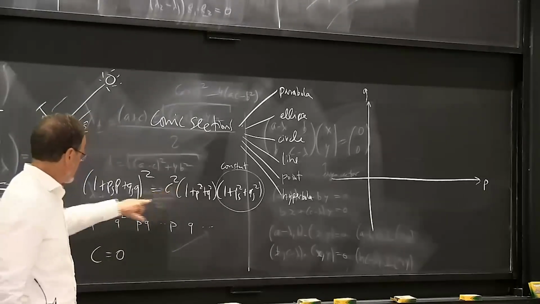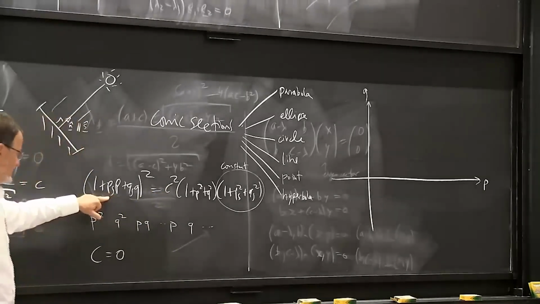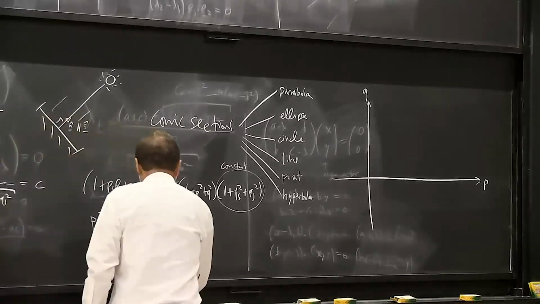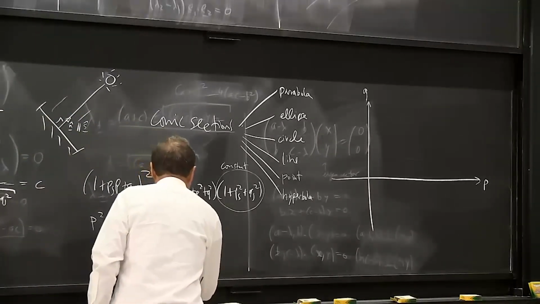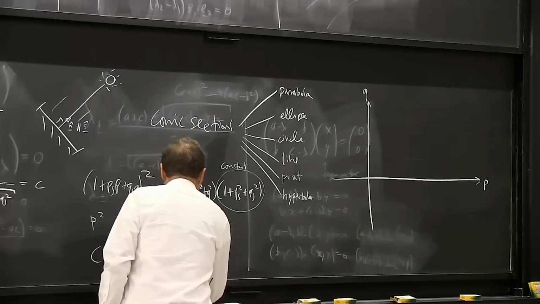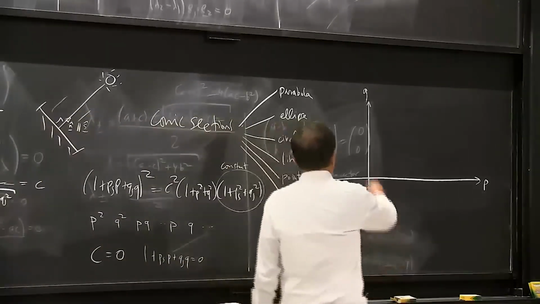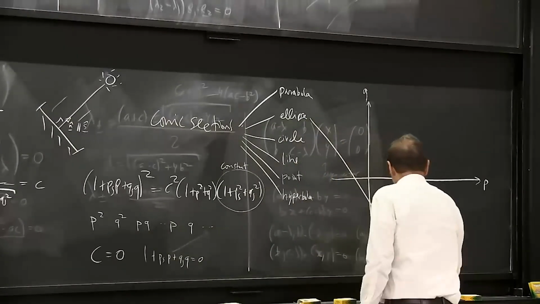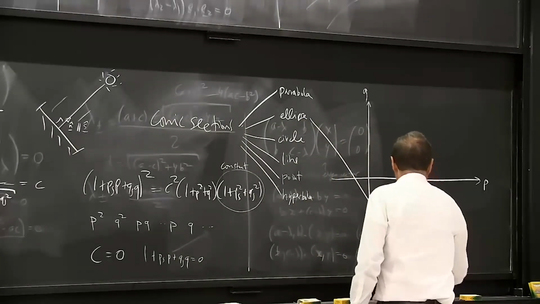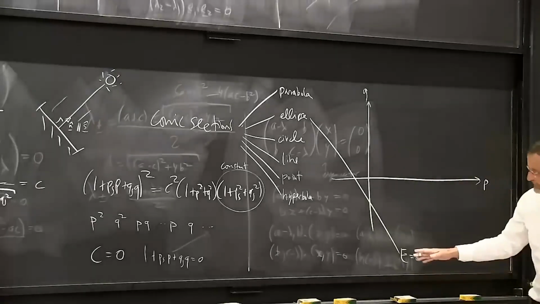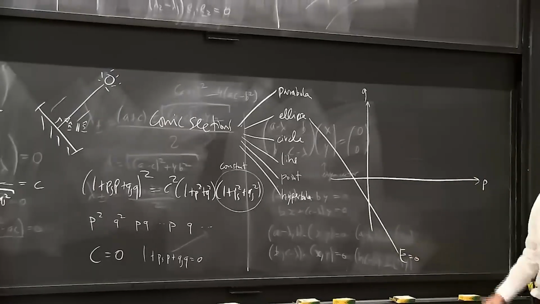If Z is 0, then this is 0, and that means that 1 plus PSP plus QSQ is 0. Now, what kind of an equation in P and Q is that? It's a linear equation, so it's just a straight line. So that's that one special case. There's going to be some sort of line in here, and it's where the brightness is 0.